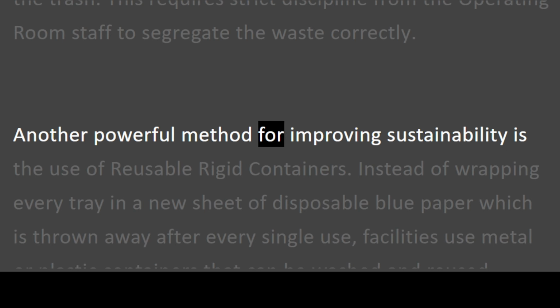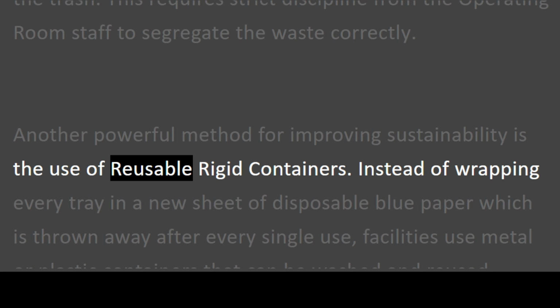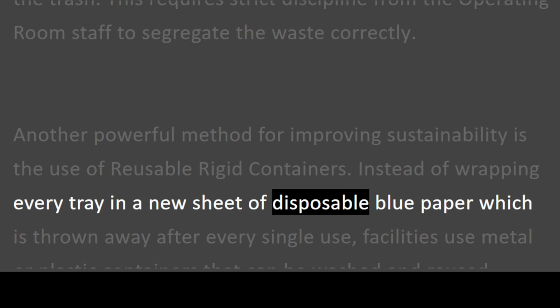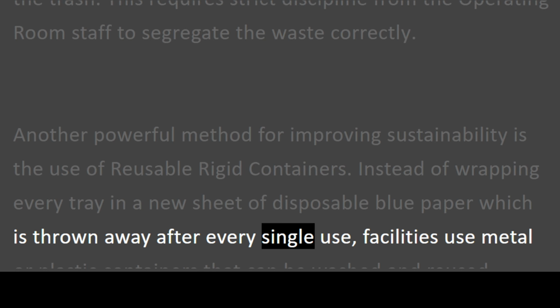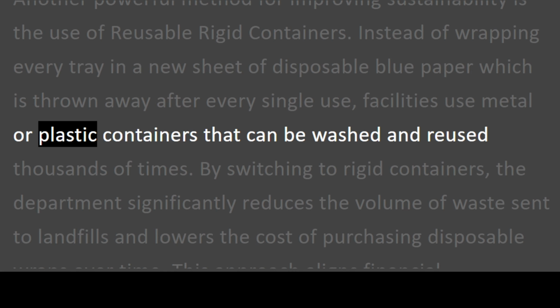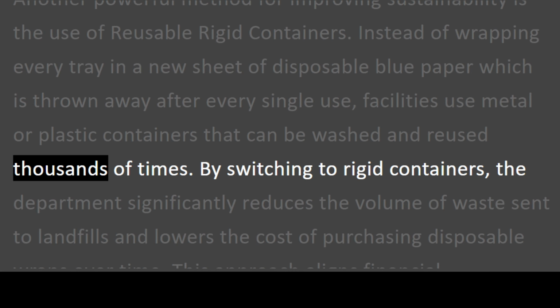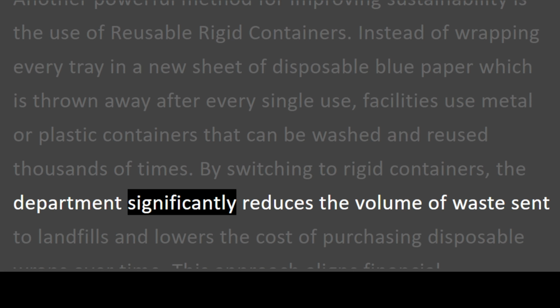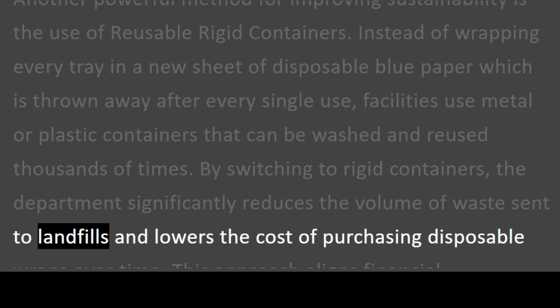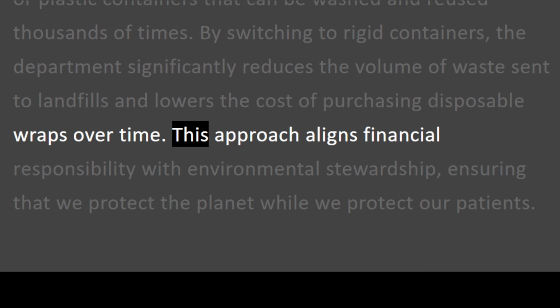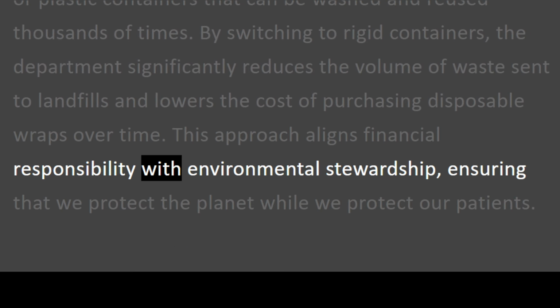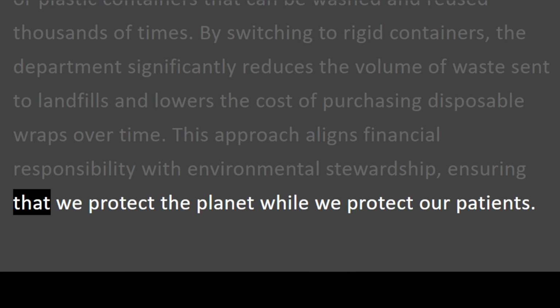Another powerful method for improving sustainability is the use of reusable rigid containers. Instead of wrapping every tray in a new sheet of disposable blue paper which is thrown away after every single use, facilities use metal or plastic containers that can be washed and reused thousands of times. By switching to rigid containers, the department significantly reduces the volume of waste sent to landfills and lowers the cost of purchasing disposable wraps over time. This approach aligns financial responsibility with environmental stewardship, ensuring that we protect the planet while we protect our patients.